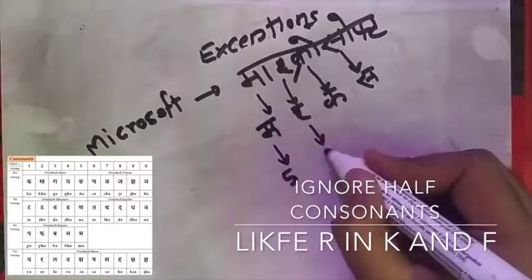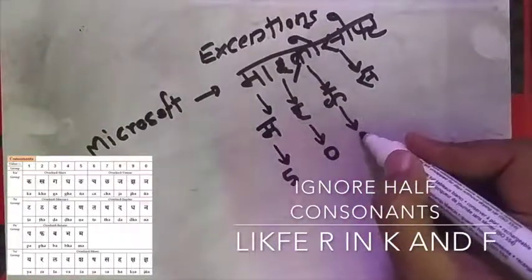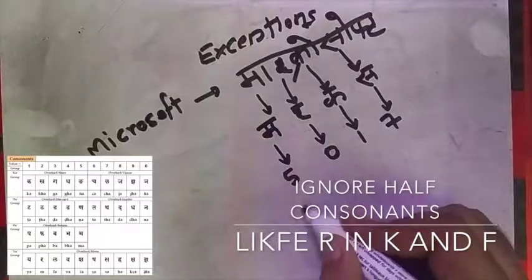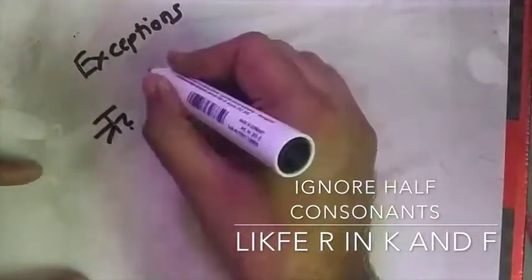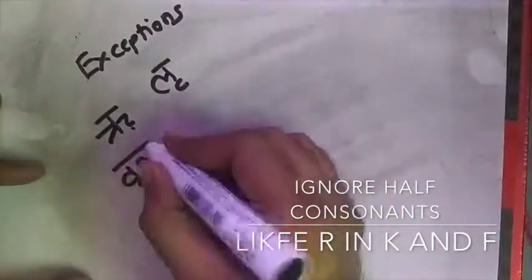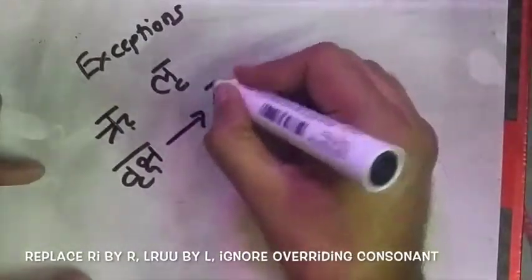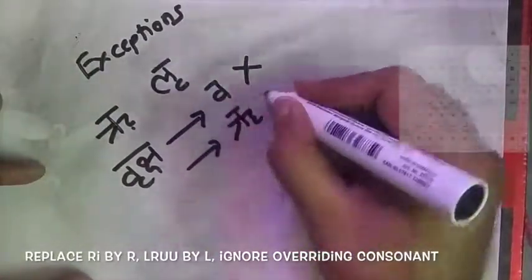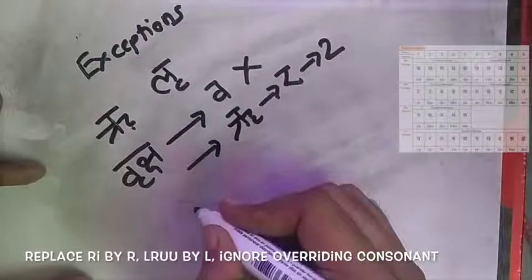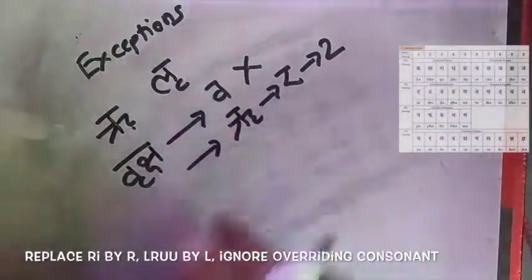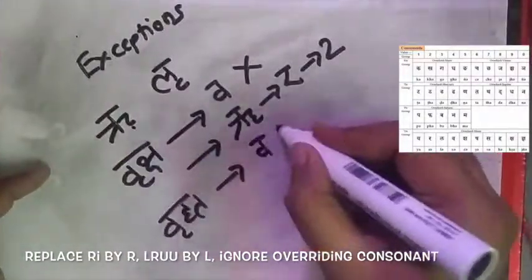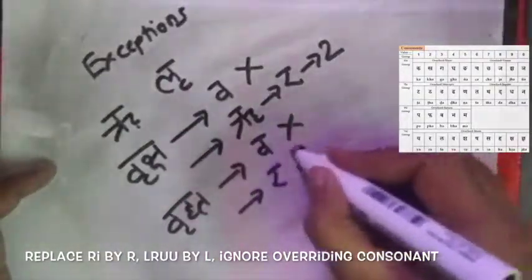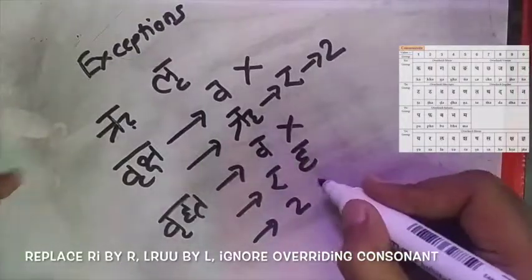In the vowels Ri and Ri, we have to ignore the riding consonant. For example, in Vriksh, we have to ignore V and replace Ri with R. And similarly in Lri, we have to replace it by L and ignore the riding consonant.